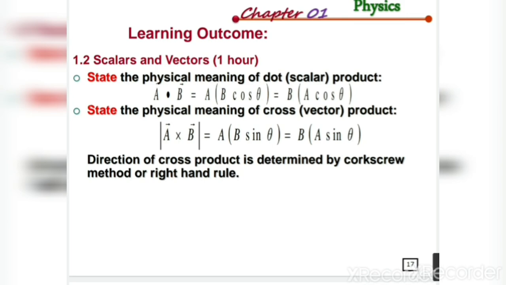State the physical meaning of dot or scalar product. And the last one, state the physical meaning of cross or vector product.